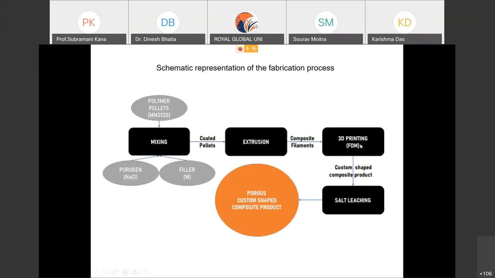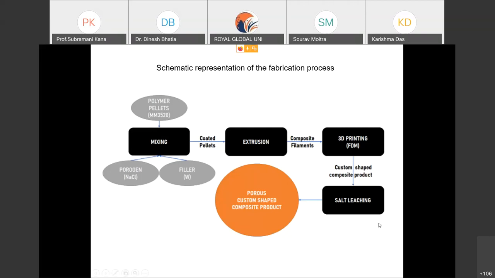After you get a product from the 3D printer, we do the leaching process, because we used salt as a porogen agent, and that has to be removed. We have explored different pore forming agents, and salt was one of them. After removing it, we tested how much we added and how much was retrieved from the leaching process. We have checked everything.